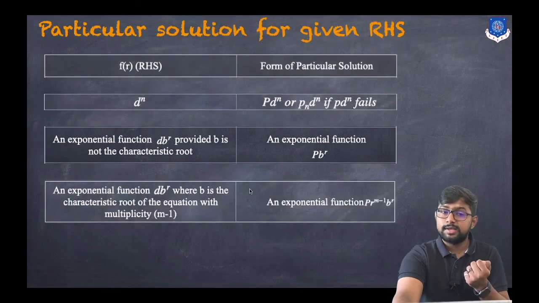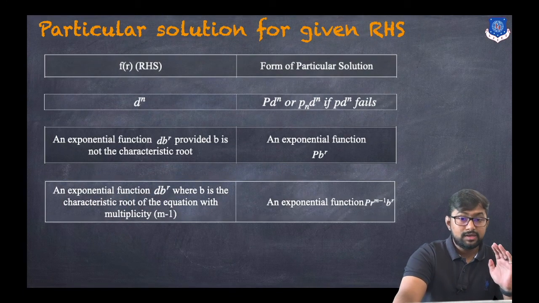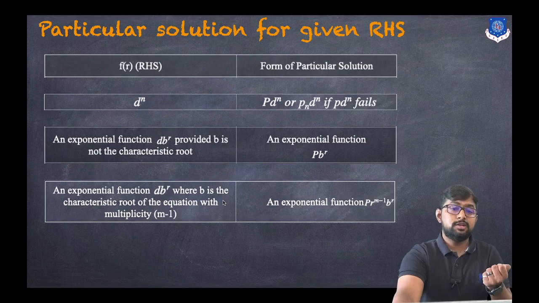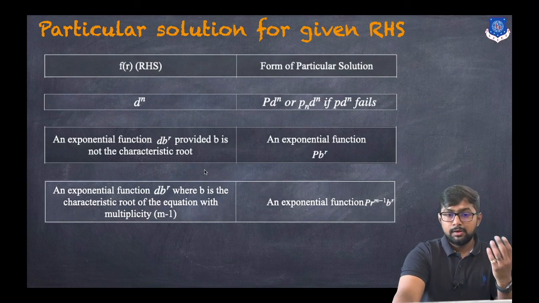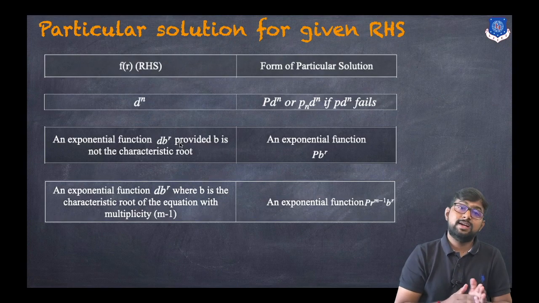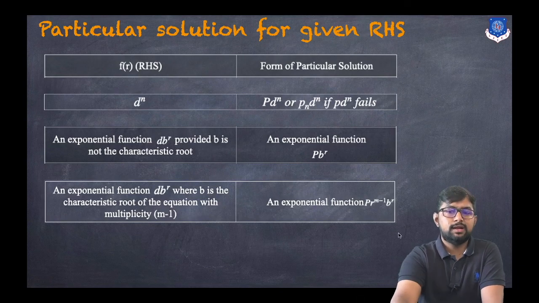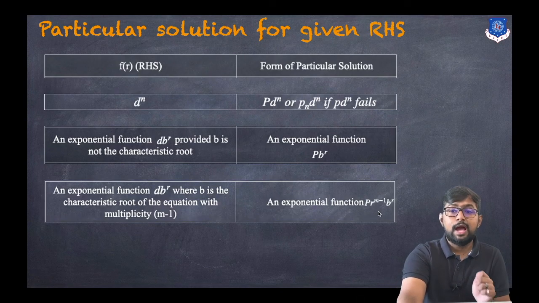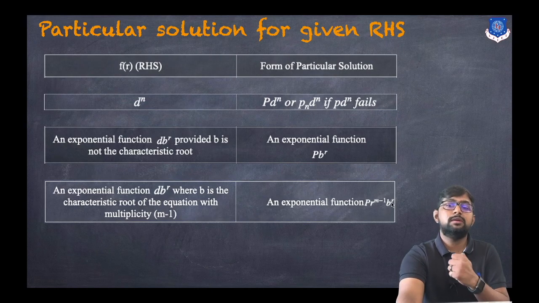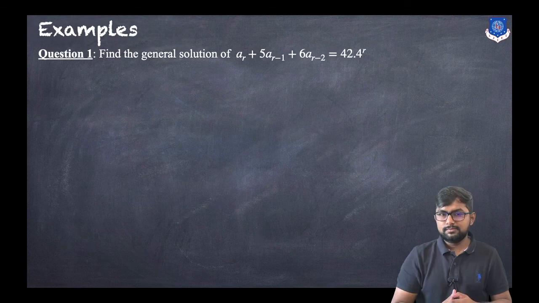And the third case, an exponential function d b raised to r, the same, but here b is the characteristic root. In the previous type, if b is not a characteristic root, we select p b raised to r. Now if b is the characteristic root with multiplicity m minus 1, then we will select a function like p r raised to m minus 1 and b raised to r, where m minus 1 is the multiplicity. So let us discuss examples.